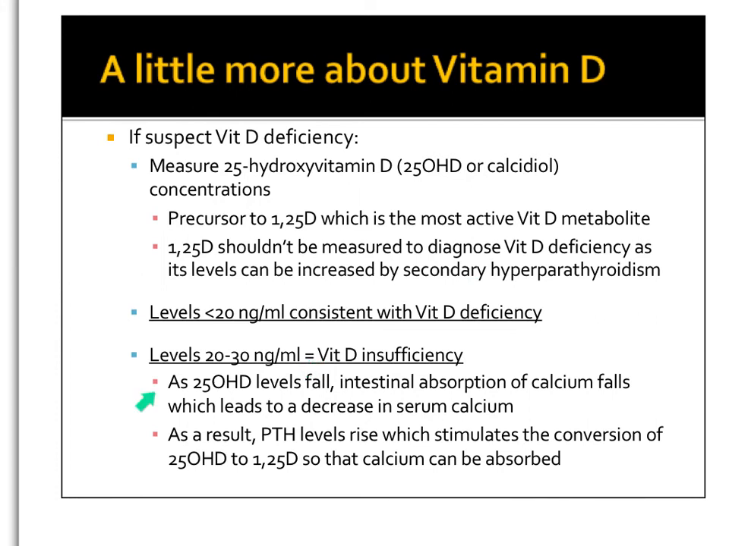Now, as the D25 levels fall, our ability to absorb calcium in the gut drops, and so our serum calcium levels will also fall. As a result, the PTH levels rise, which will help to stimulate the conversion of D25 to 125 so that we can do a better job of absorbing calcium. So basically, if you have vitamin D insufficiency, you may just need to put them on daily therapy of maybe 1,000 international units to help boost their level up, as opposed to somebody who's got a true vitamin D deficiency, who may require the actual bolus therapy of 50,000 units once weekly for 8 weeks, and then you reassess them at that point.